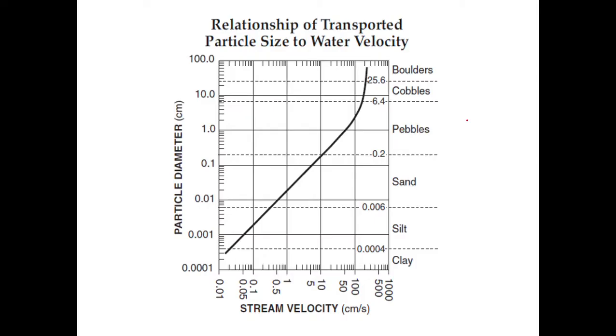All right. This is just a chart, we'll talk about it later on, of the different size particles. You're probably very familiar with sand. Sand runs anywhere from 0.006 to 0.2 centimeters as a size. Pebbles are larger, cobbles are larger, and boulders are basically big rocks, and you will see this more later on.